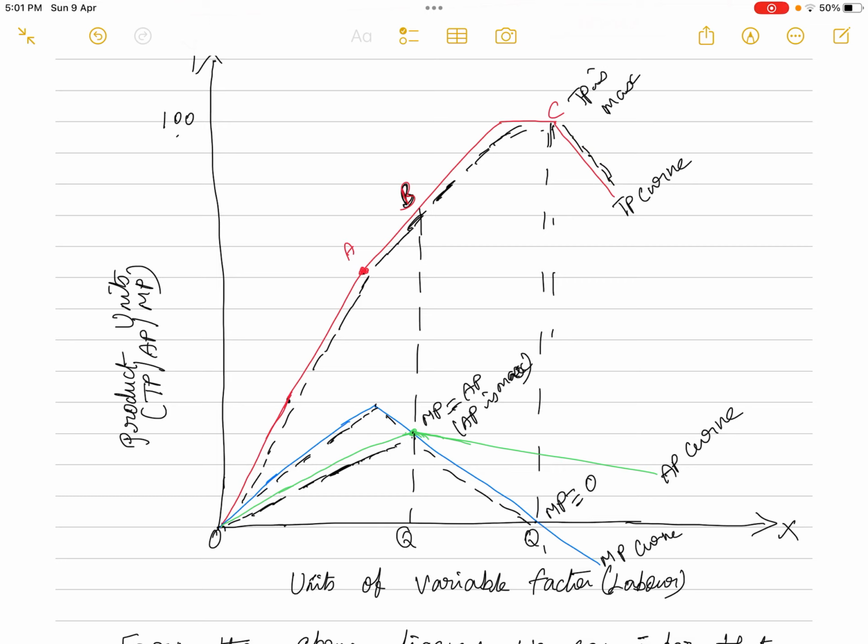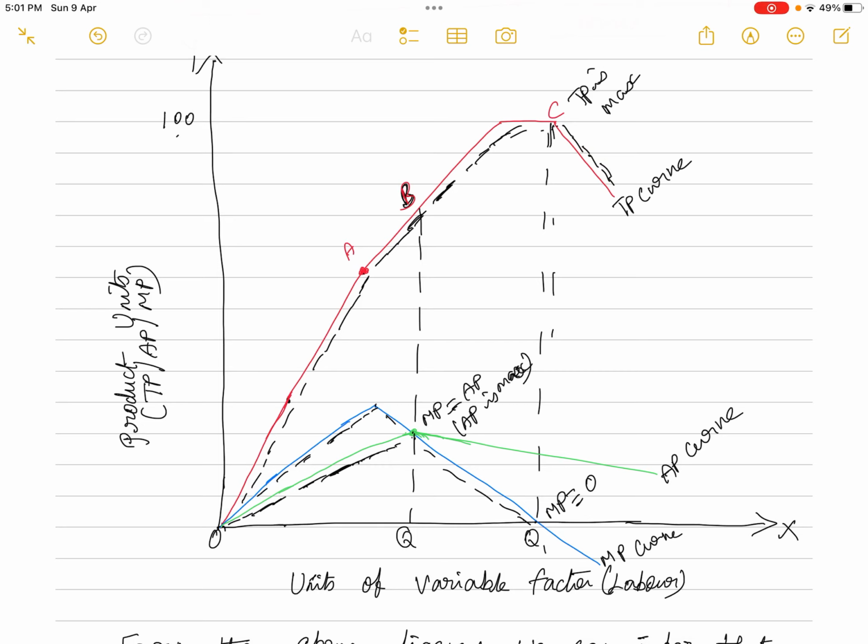Okay, and then it will start declining, and beyond Q1 the marginal product becomes negative. So first, again I repeat, start from the origin, mark a point wherever you want that maximum point, and then keep drawing the total product curve till a certain point. It should be very steep up to point A, and after that it should start increasing at a slightly slanting position. Draw the curve slightly slanting, reach the top and then make it constant.